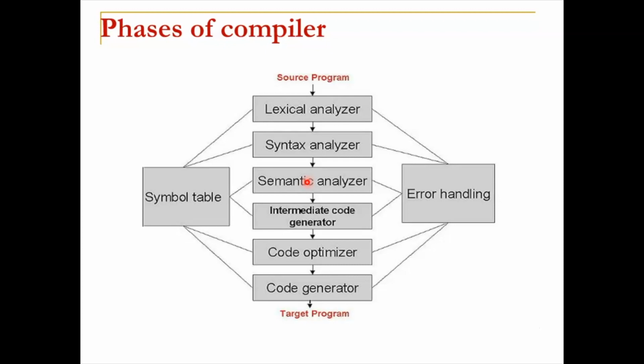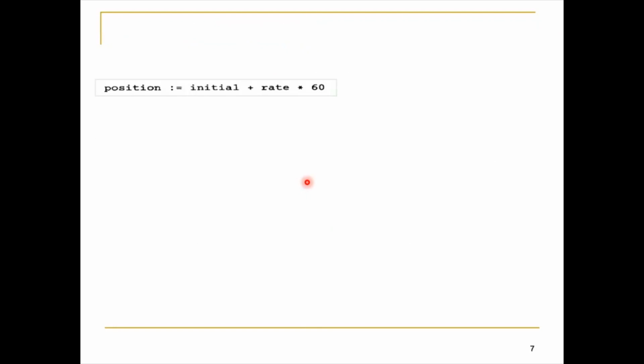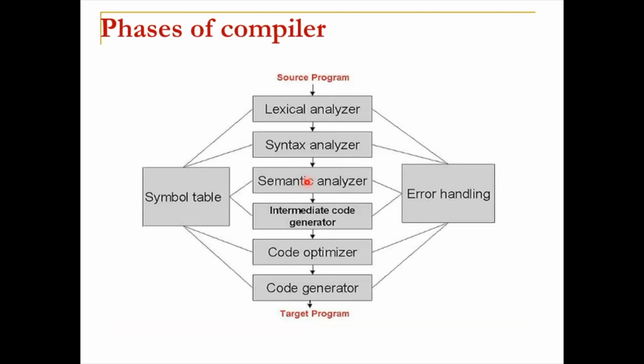So what we are going to do next is take any arbitrary statement from any programming language, or any program you can take. Here I am just taking one statement, position equal to initial plus rate into 60, and we will explain what happens when this statement passes through each of these phases of the compilation process. Okay, and so you will get an idea about what this compilation is, or how this compilation basically happens.